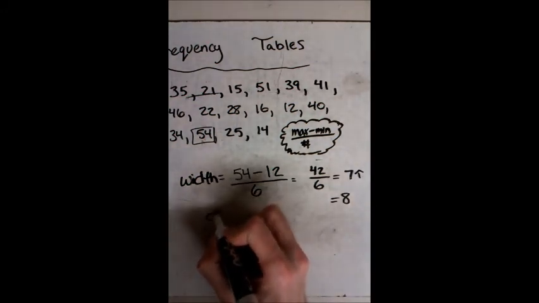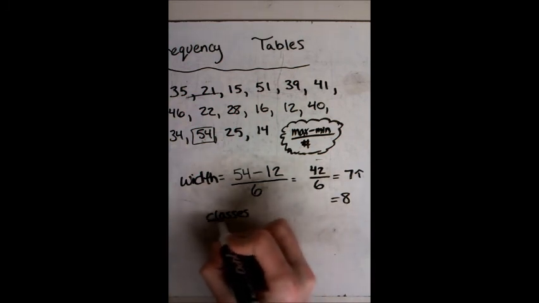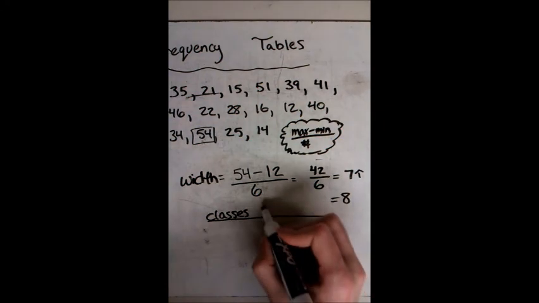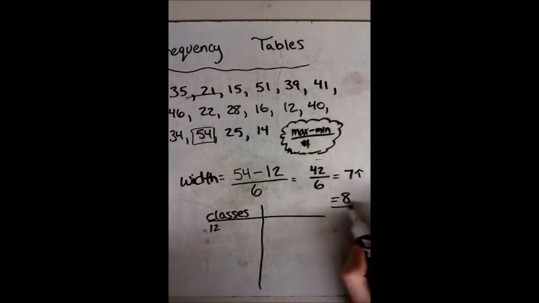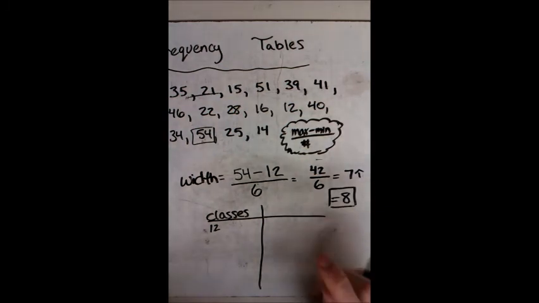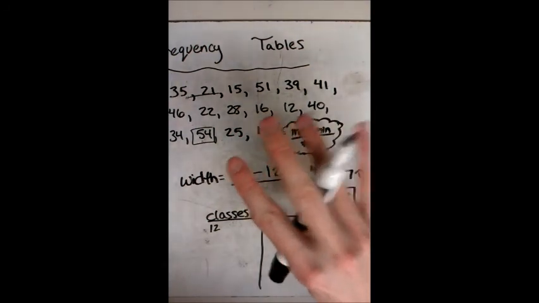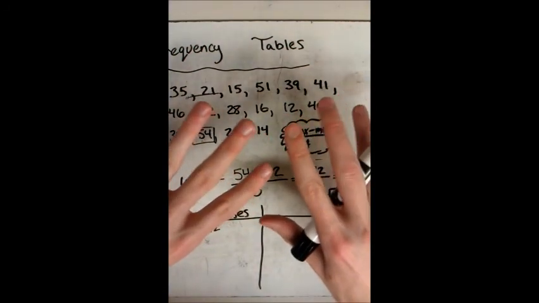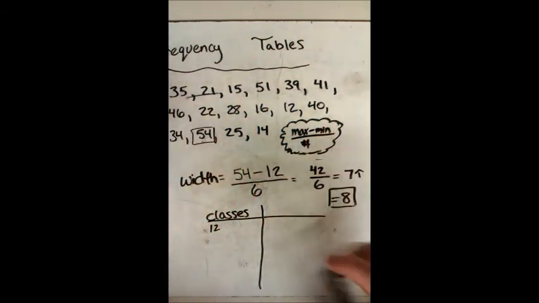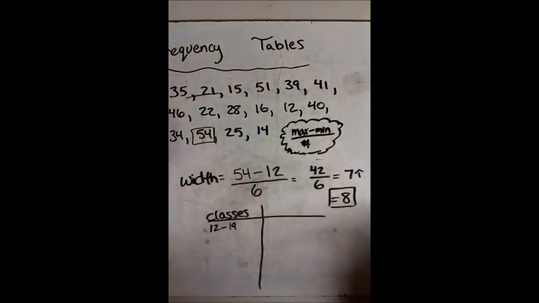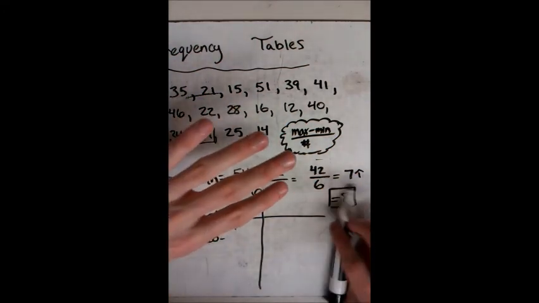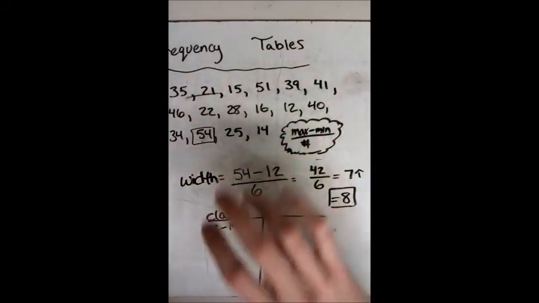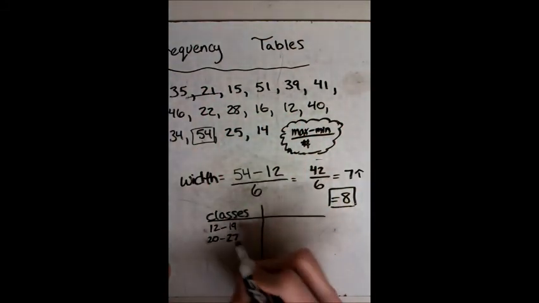When we start making our classes, you always start with the smallest number in your data set, the minimum. So our minimum is 12. And our class width was going to be 8. So 12, 13, 14, 15, 16, 17, 18, 19. There's 8 numbers, up to 19. So the first class goes from 12 to 19. And the next class would be from 20, 21, 22, 23, 24, 25, 26, 27. So we add 8 to that, and we get to 27.